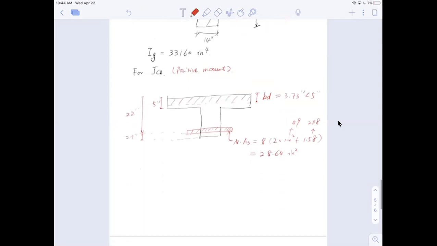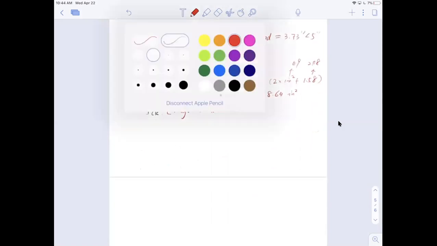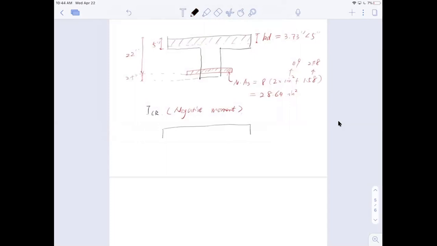However, for Icr with negative moment, I have to switch my compression and tension zone now. Same exact section, but my compressive zone is going to be here, and this kd is equal to 8.65 inches.